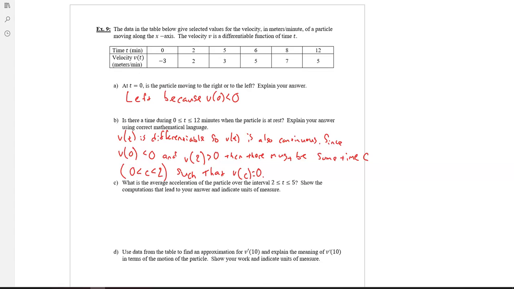Okay, so what did we do here, right? We see here that we want to identify there's a time between 0 and 12 when the particle is at rest. Many of you may be able to say, oh yeah, we're going from -3 to 2, right? Yes. So many of us hopefully were able to come up with the idea that yes, that is so, right? But then that's part of it, right?